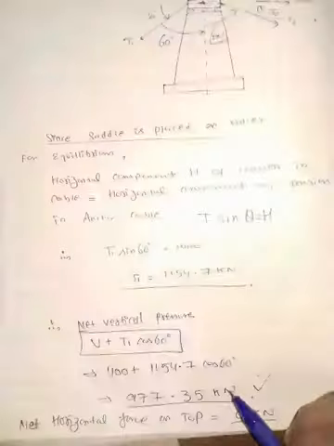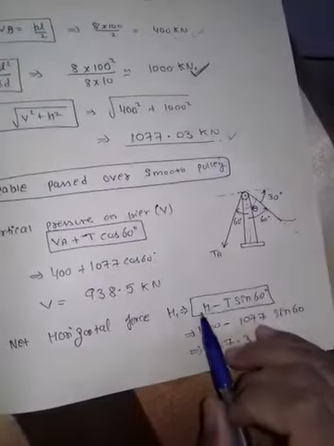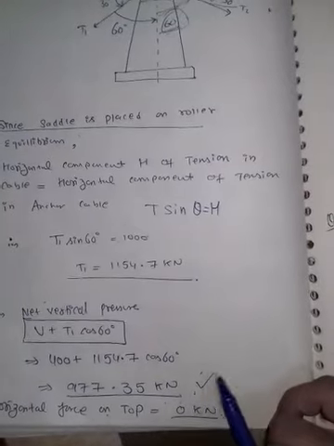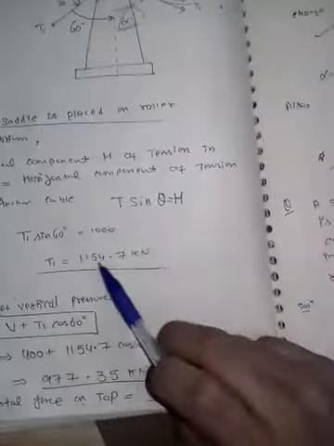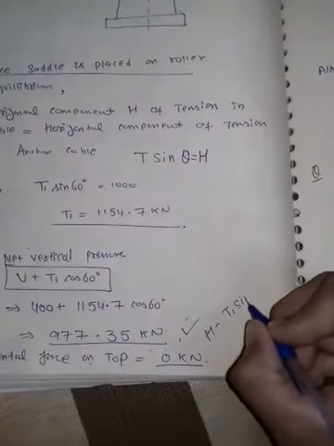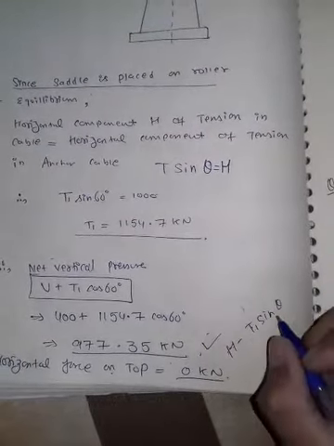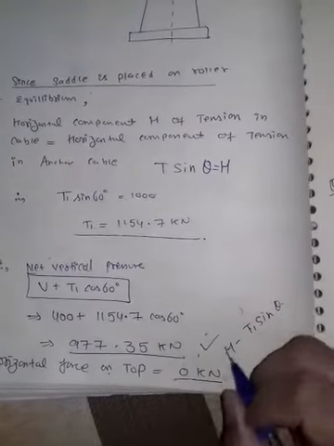You can also calculate it by this formula, H minus T1 sin 60 degree. Putting the value of H as 1000 minus T1 sin 60 degree, where T1 is 1154.7 kilonewton, the value of H is 1000, T1 is 1154, and theta is 60 degree. It comes to 0 kilonewton. You can verify it from this formula.